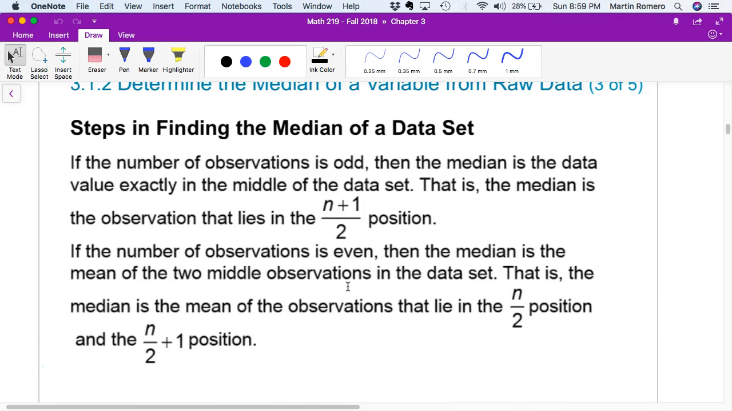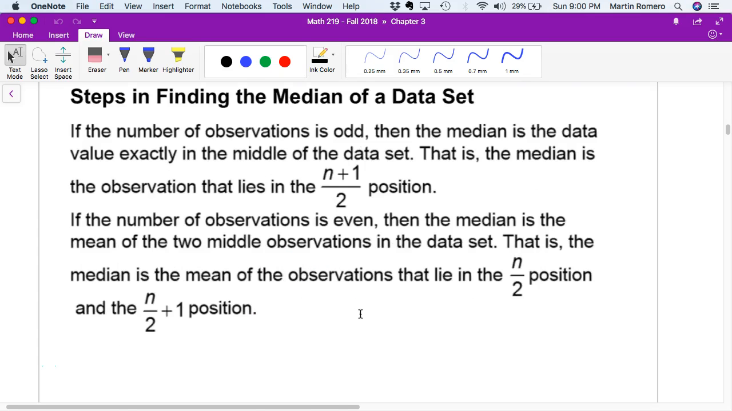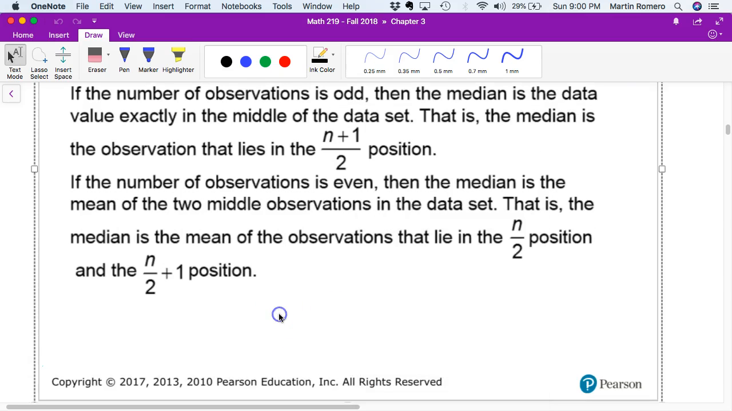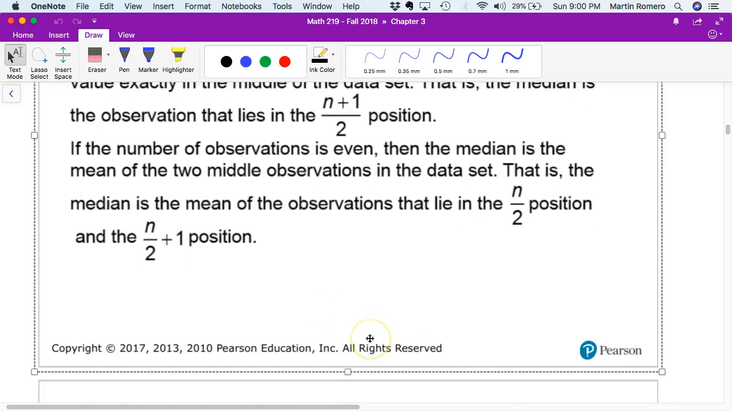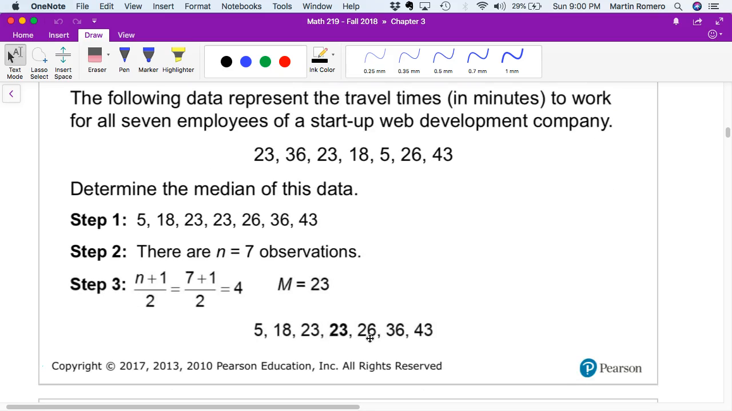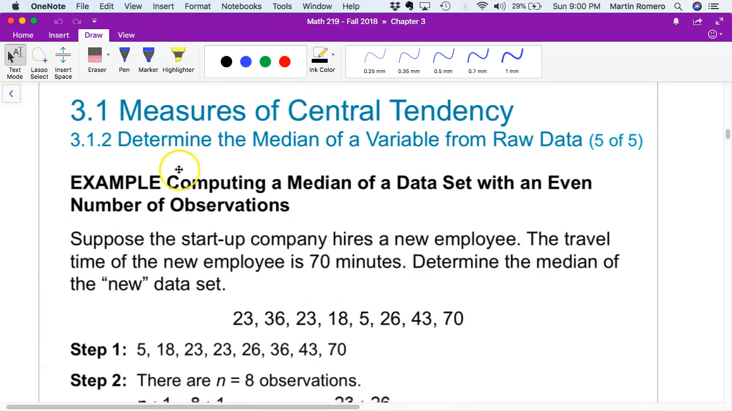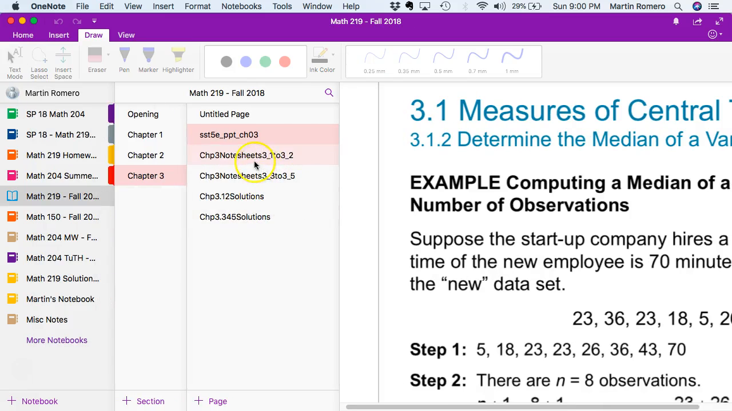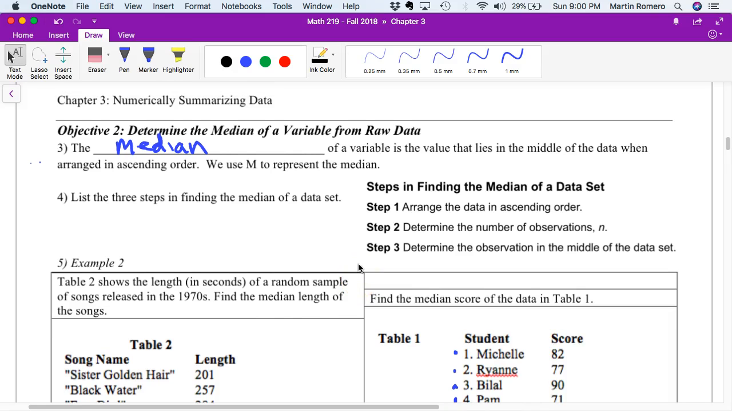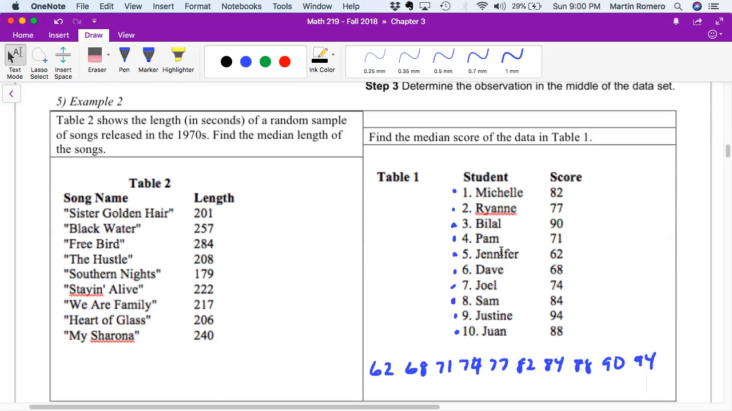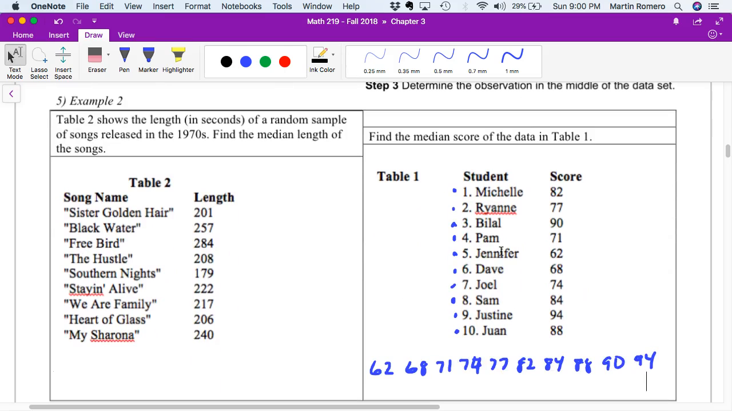You have different ways to do it. If you're looking at an even number of data points, it's harder: you have to add the two middle data points and divide by 2, which we'll take a look at. Let's take a look at an example here. Looking at the median again, here are the steps. And again, we're going to use technology, but you need to conceptually understand what the median is.